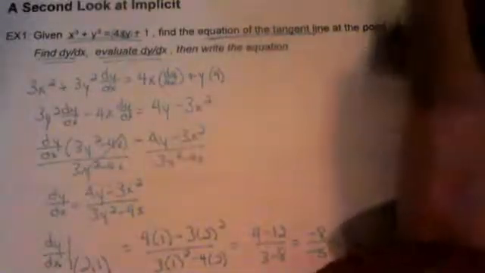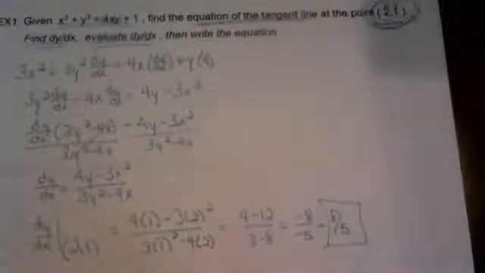Well, then it wants us to write the equation of the tangent line. Well, the equation of the tangent line requires us to know x and y and our slope, which we just found. So we're going to have y minus y1 equals our slope times x minus x1, or y minus 1 equals 8/5 times (x minus 2).